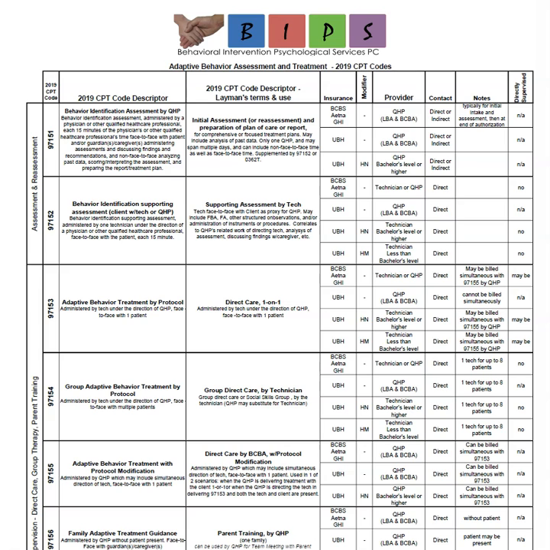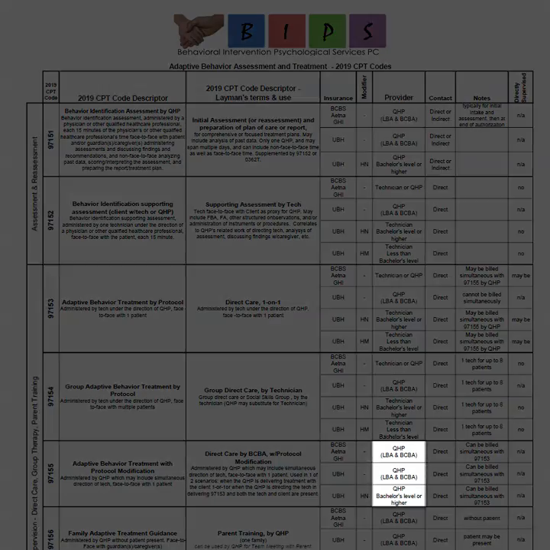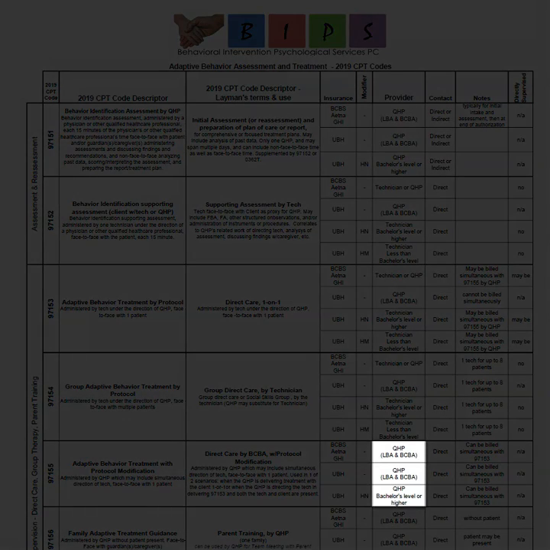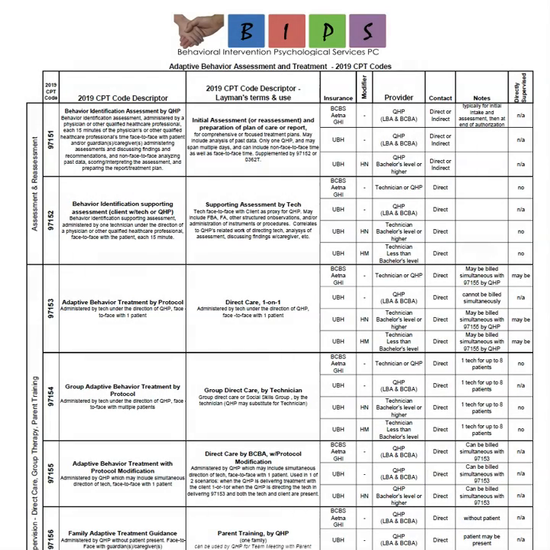Just one more thing to point out. There's been mention of the QHP versus technician multiple times here. And you'll see that in the provider column, there's mention of a QHP at various levels, right? A QHP that has a bachelor's level or higher versus a QHP that is an LBA and BCBA. For our work with the insurance companies in New York State, all the time a QHP is going to be an LBA and a BCBA. We don't have the option to have a QHP that doesn't have those two credentials or certifications providing those higher level services.